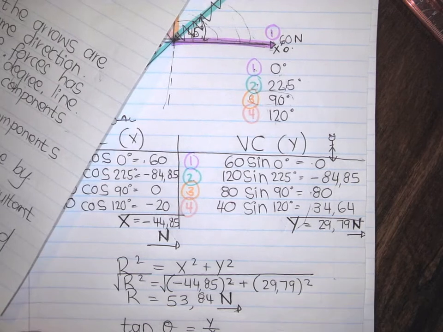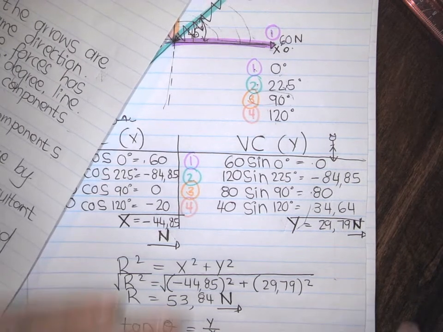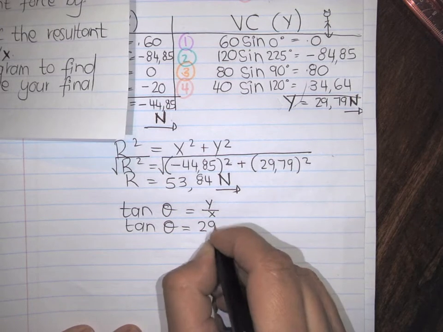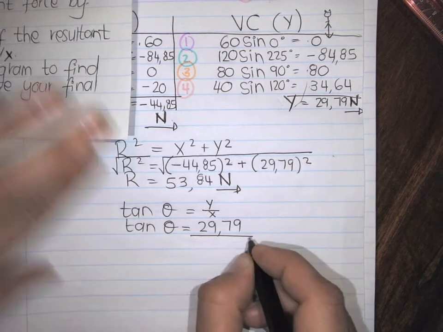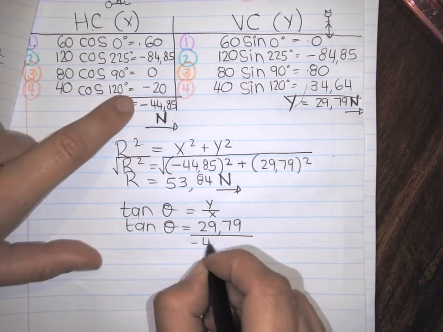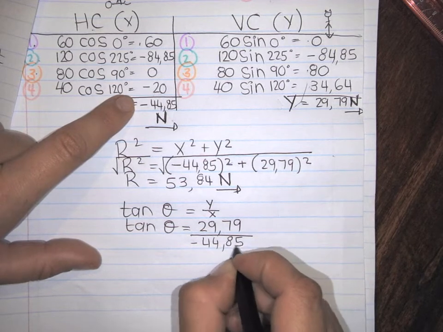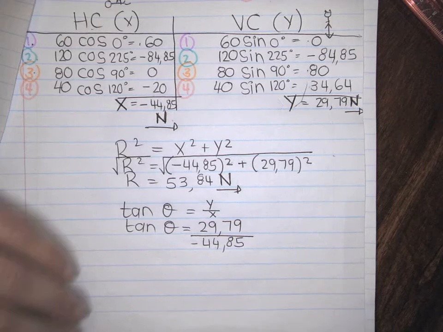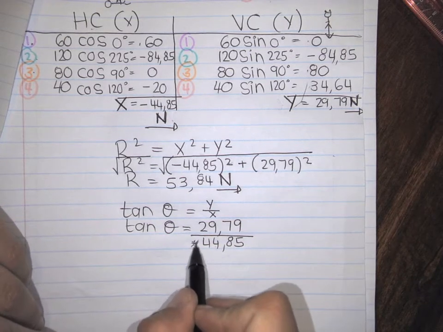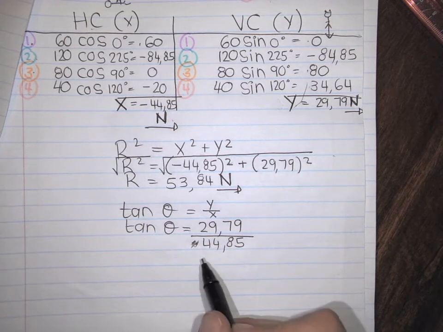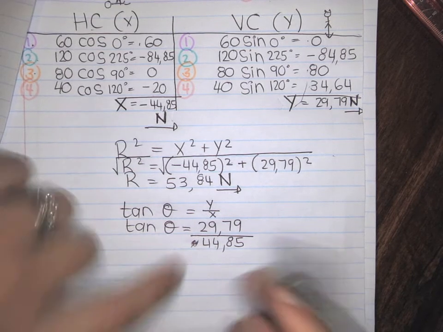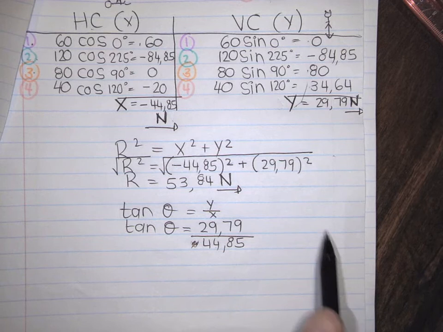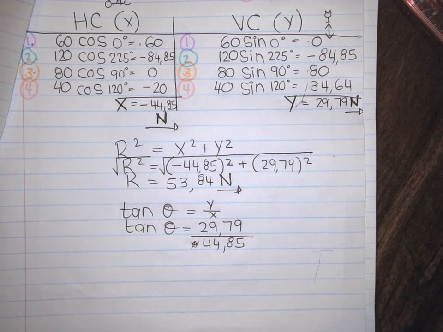My y value is, let me just move this up, 29,79, and my x value is minus 44,85. Now it's fine if you write the minus in there, but when you put it in your calculator, please don't put the minus in, okay? Because otherwise it might give you the wrong answer. So please just use it as a positive inside the calculator. The minus only comes in when we do the little freehand diagram.